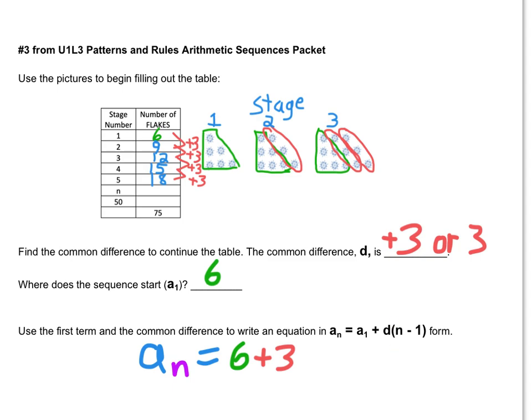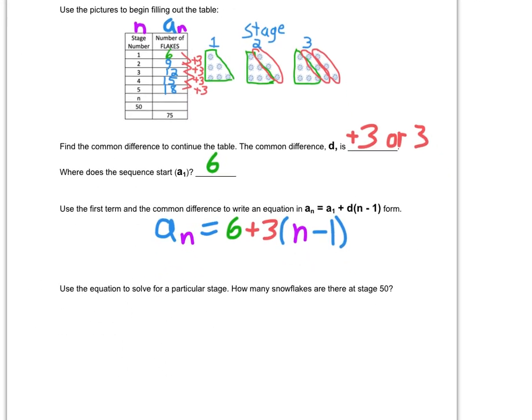It then has a parenthesis, and then n minus 1, and finally another parenthesis. So my equation is a sub n equals 6 plus 3 times the quantity n minus 1. That quantity means parentheses around the n minus 1 part. Once we have our equation, we can easily solve knowing the stage number, which is our n, or knowing the flakes, which is our a sub n. Let's use that to answer these questions down below.